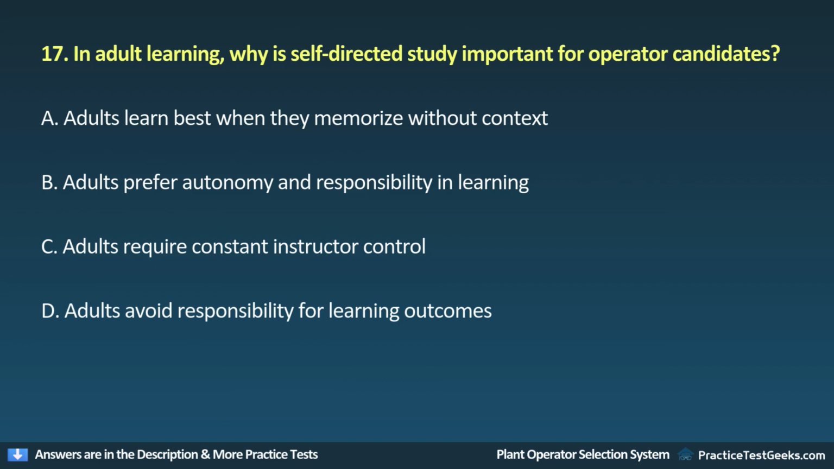17. In adult learning, why is self-directed study important for operator candidates? A. Adults learn best when they memorize without context. B. Adults prefer autonomy and responsibility in learning. C. Adults require constant instructor control. D. Adults avoid responsibility for learning outcomes.